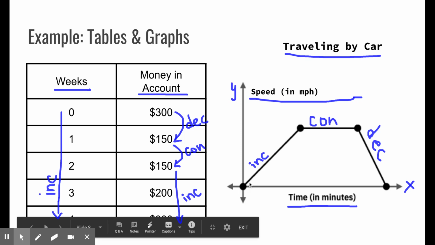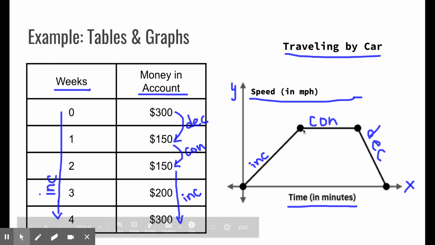Then it starts increasing the speed. So the car's going faster and faster until it gets to a certain speed, and then it's constant. Somebody said this could be kind of like cruise control, where you're just keeping the car at the same speed. So again, this doesn't mean the car is stopped because we're talking about speed. So what constant means is that the speed is not changing because the y-axis is talking about speed. As our time continues to move forward and increase, the speed is not going up, it's not going down, it's staying exactly the same. So they're at some speed this whole time.